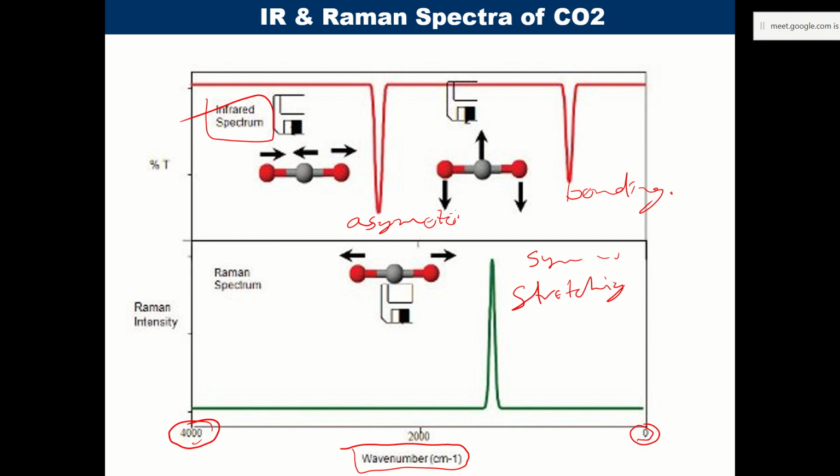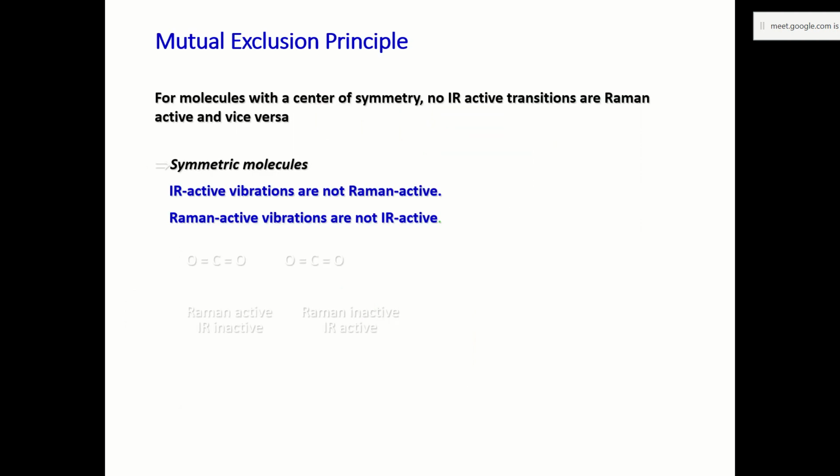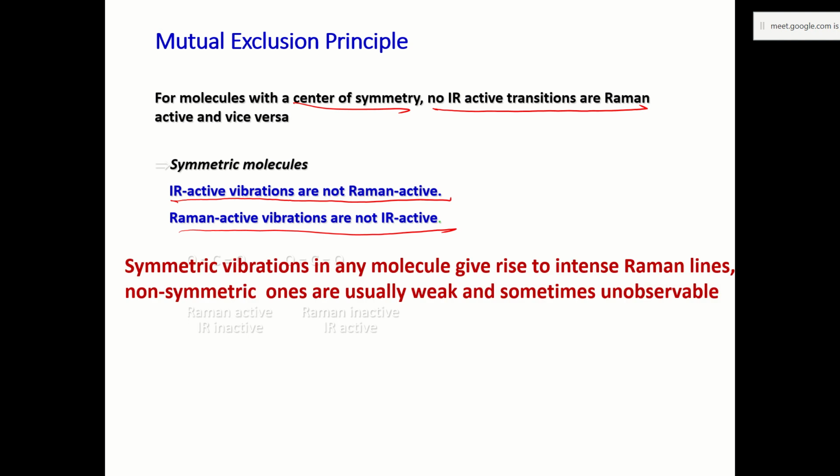So this is by observation, by experiments, it has been found that for molecules with a center of symmetry, no IR active transition are Raman active, and vice versa. So that is for such symmetric molecules with having center of symmetry, IR active vibration are not Raman active, and Raman active vibration are not IR active. So CO2, you always have a very intense Raman line in symmetric vibration.